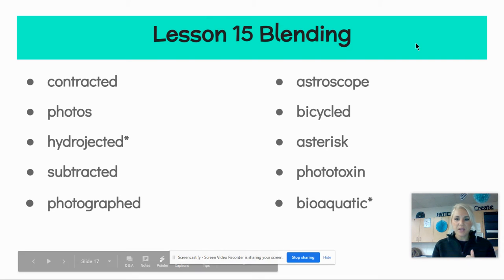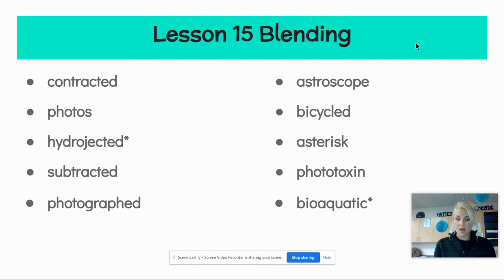Hi there, friends. We are now on to the blending part of our Greek and Latin root activities. And as you can see, there are a lot of different roots used within these multisyllabic words. Just a reminder, because we've been at home for a while, that roots help us identify what words mean.